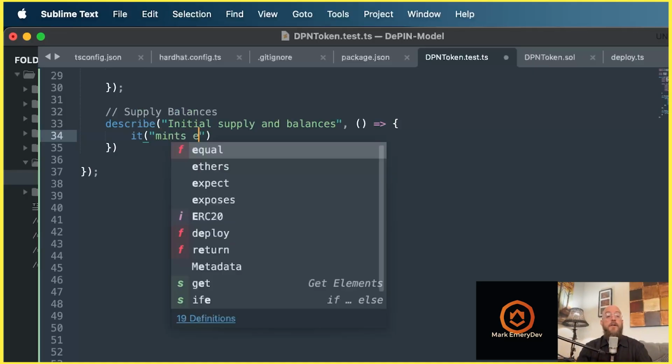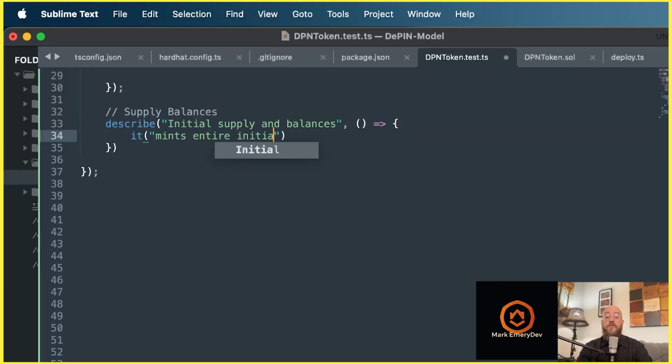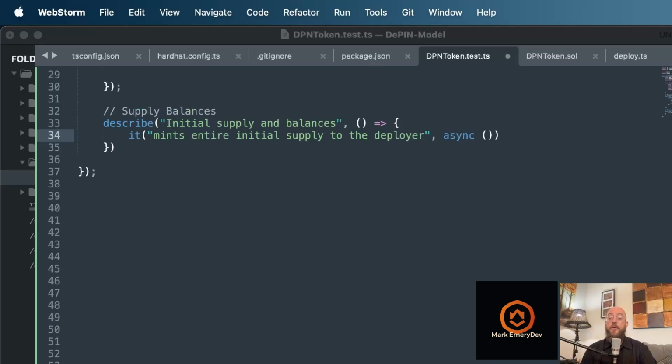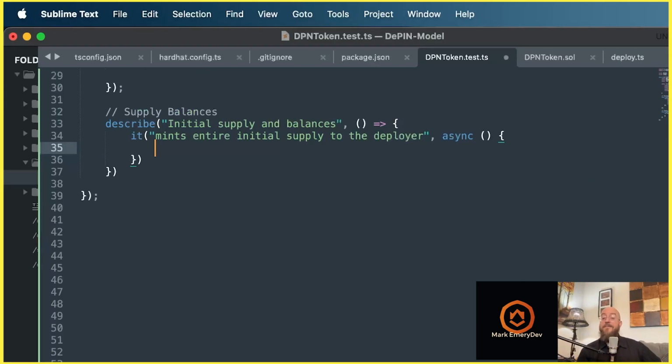mints the entire initial supply to 3 people. Nope, to the deployer. You know, if you're investing in a token, that could be a key thing to know about. In that initial deployment, is a bunch of people getting this token? All right. So we're there. So let's set up some constants for this block.